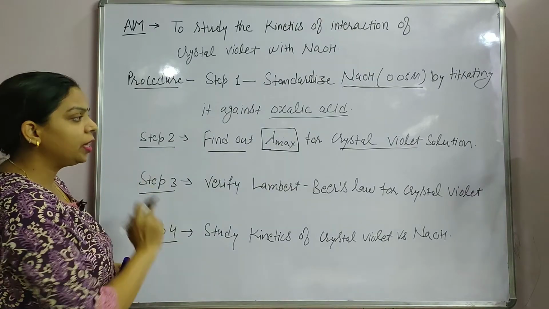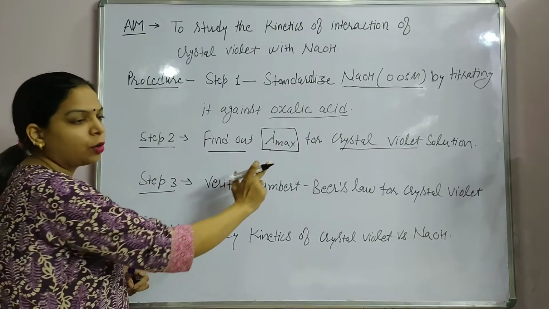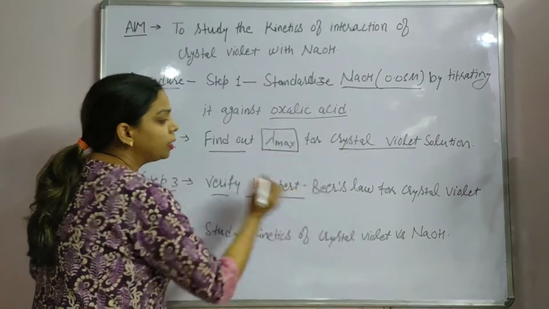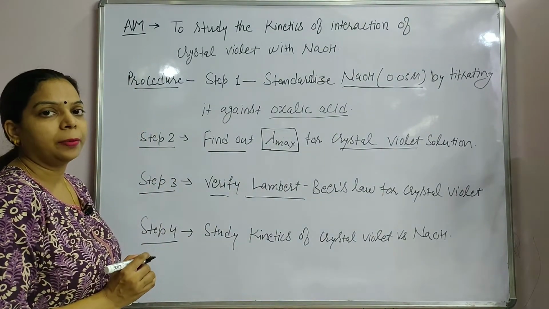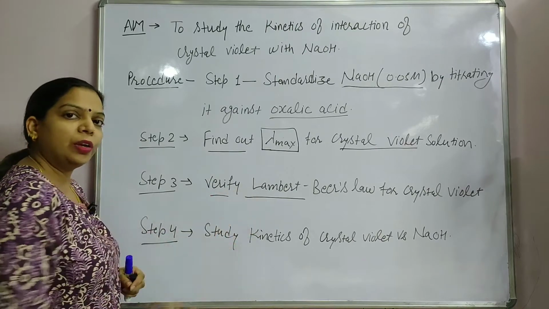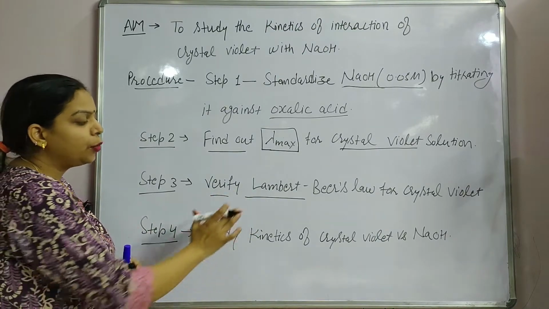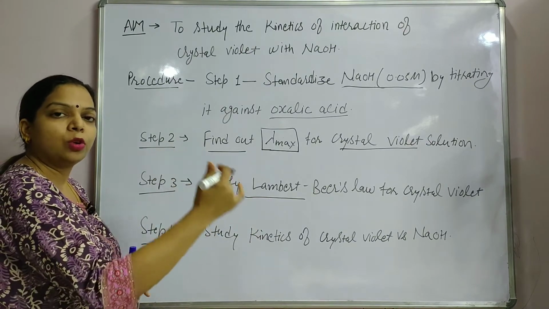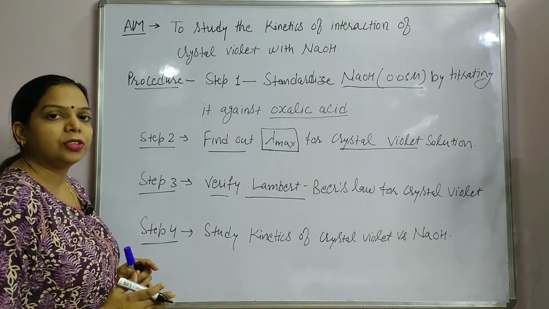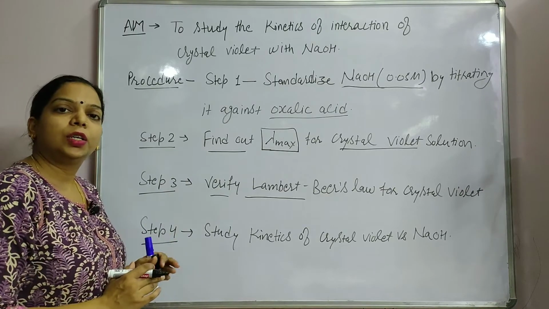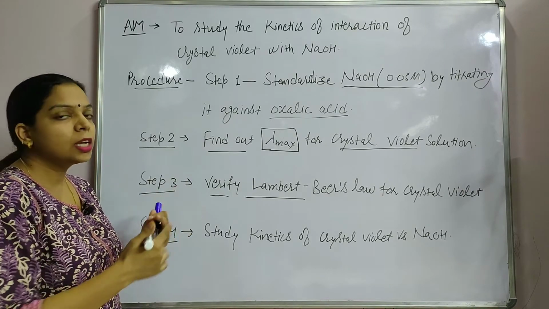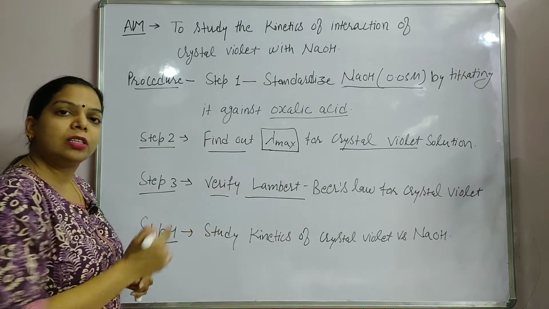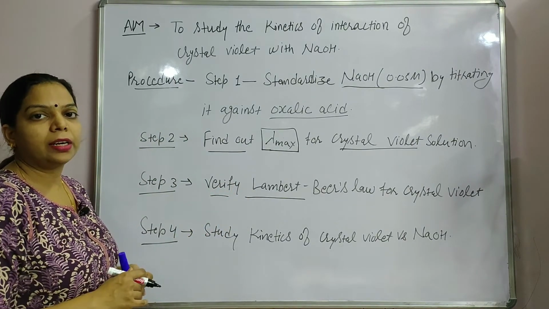So in step 3, set the value in colorimeter of lambda equal to lambda max, and again you have to verify the Lambert-Beer law for the crystal violet. You have already done how to verify Lambert-Beer law. For that you have to prepare different concentrations of crystal violet and find out absorbance at those different concentrations. You will plot the curve of concentration versus absorbance. If it is a straight line passing through the origin, the Lambert-Beer law is verified. So you have already done this.